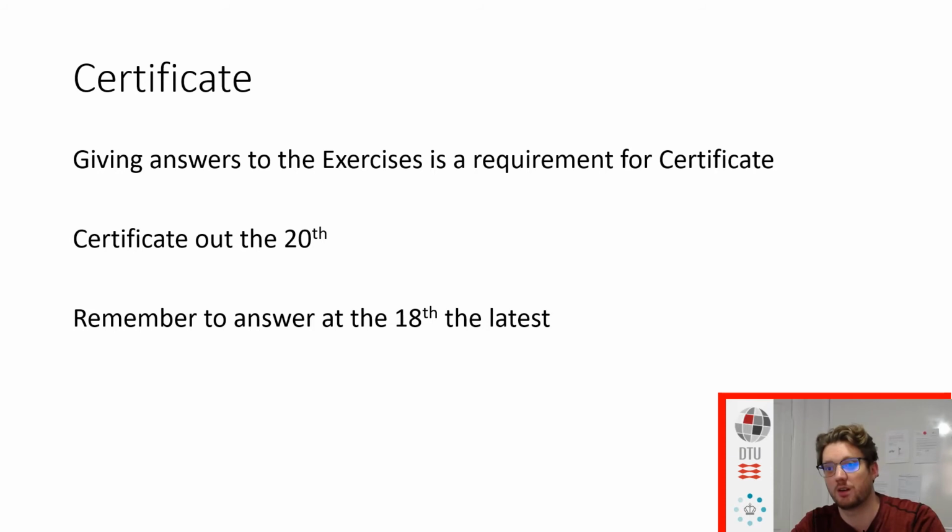Just a note on certificate, actually: filling out the answers to the exercises is a requirement for a certificate. That also means if you are working together in a group, you are allowed to do that, but you have to give your answers by yourself individually to be able to get certificates. So no group survey answering, you have to do that for each individual person in the group. The certificate should be out about the 20th for the LEAP part of the course. For the overall part, that is not my place, so that is something you will have to ask Stefan. So remember to answer by the 18th at the latest before I shut down the survey.